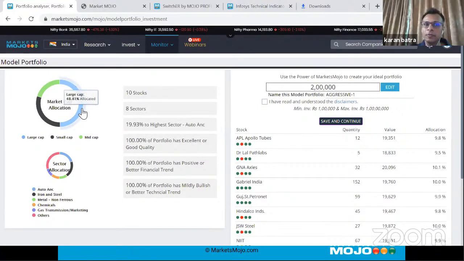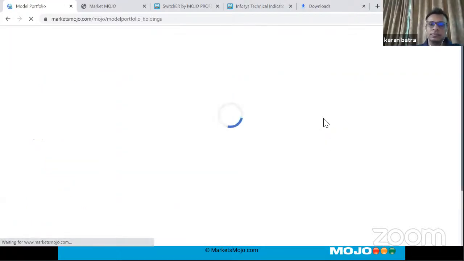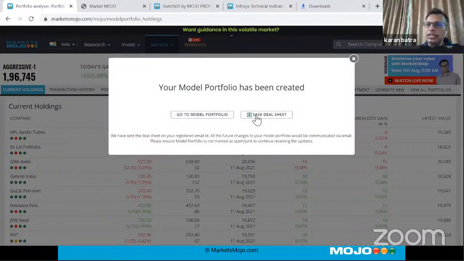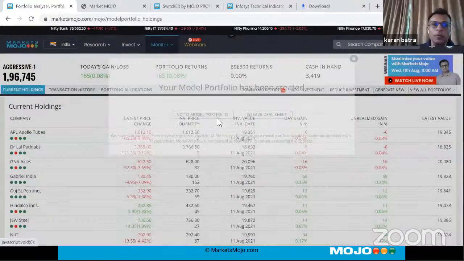So this new aggressive portfolio that got created is 48% large caps, 30% small caps, and 20% mid caps. I can save this portfolio. Now a deal sheet gets generated. I can save the deal sheet. This will have the details of the transactions. Also, I can use that as a reference for my trading, or I can send it to the broker. This is the new model portfolio.